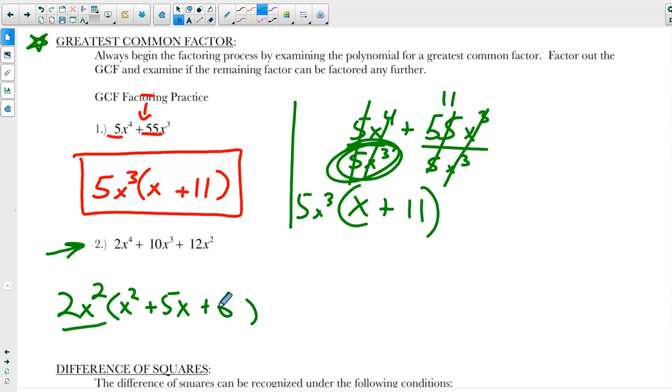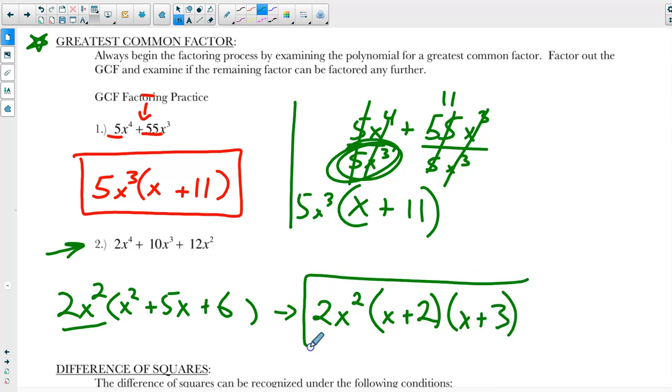Can I factor this piece right here? The x squared plus 5x plus 6. Yeah. So what multiplies to 6 but adds up to 5? Perfect. And it doesn't matter if you do 3 and 2 or 2 and 3, it's the same thing. So I read it like this. If I ask you on the test to factor completely, which I will, that would be your answer.